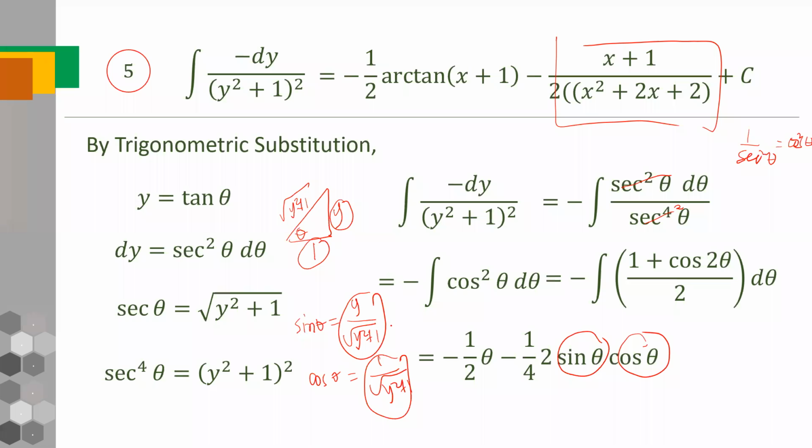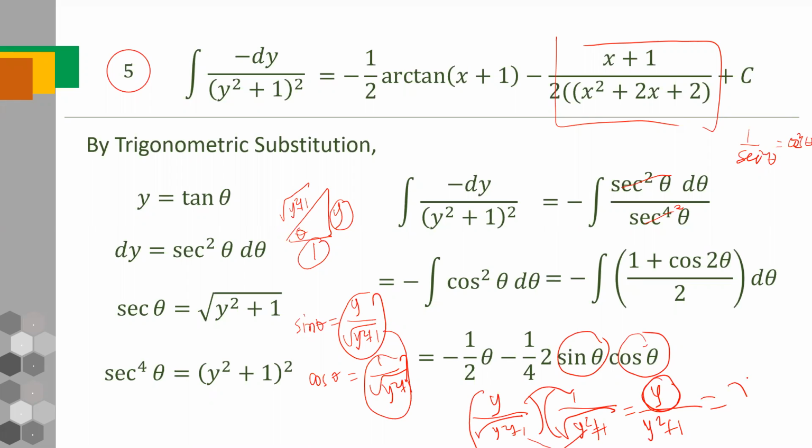Okay, so if we multiply these two, you have y over the square root of y squared plus 1 times 1 over the square root of y squared plus 1. So you have y times 1, that is y. Multiply these two, so the square root will be eliminated. So you have y squared plus 1 as the result. So we change y to its original form, which is x plus 1. And your y squared plus 1, the original form is x squared plus 2x plus 2. So we have this result.